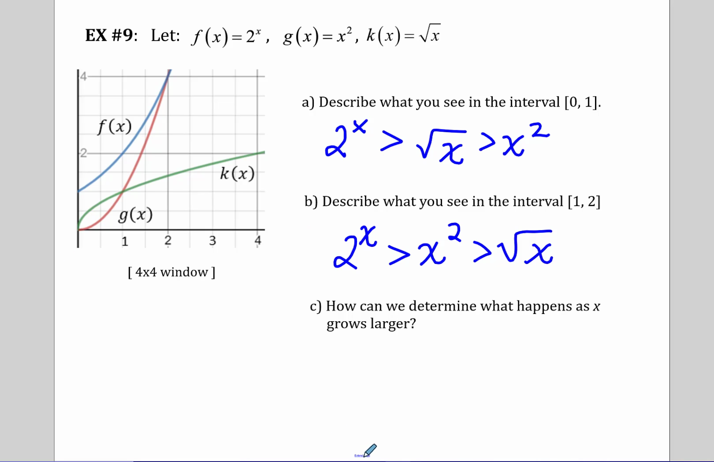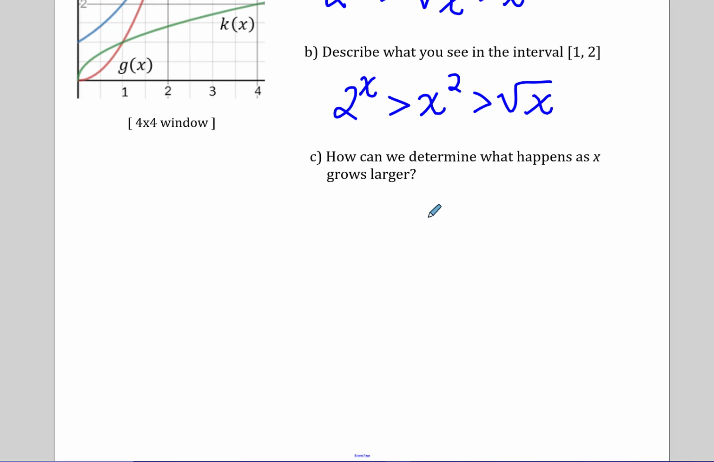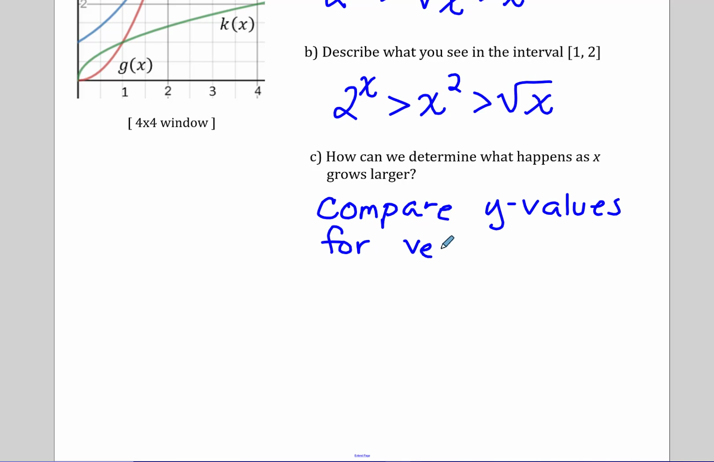Well, a couple of things. If you knew about the limit properties from calculus, you could use those rules, but we're in pre-calc, so we can't really use those rules right away. We can compare y values, and you can use some algebra. So we can compare some y values for very large x values.